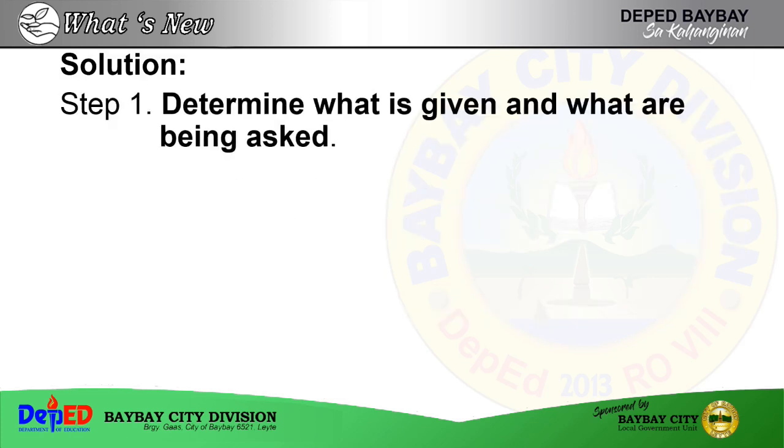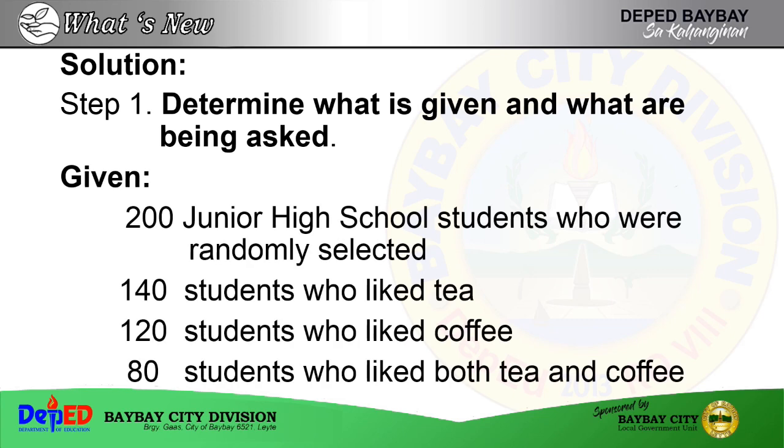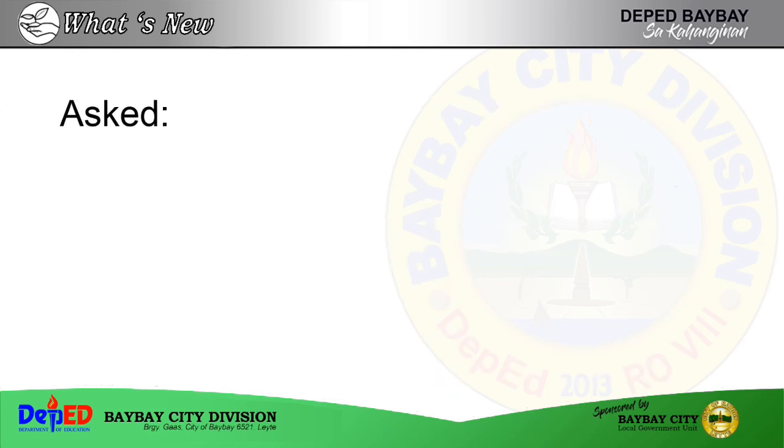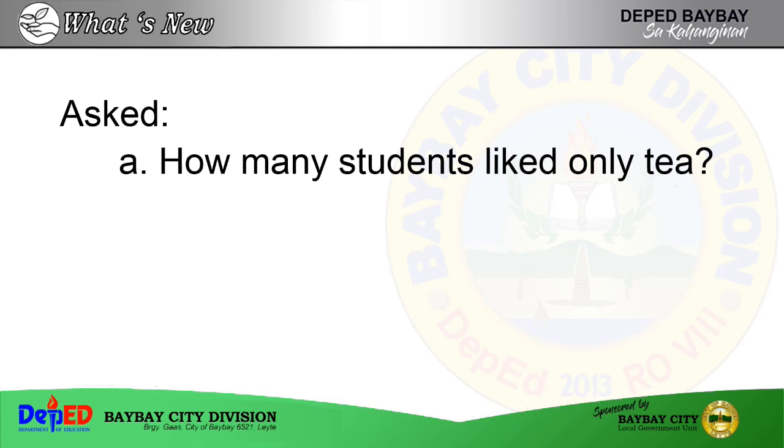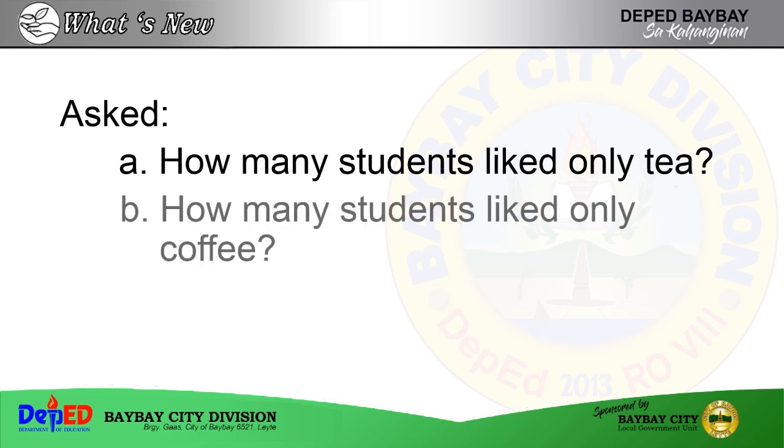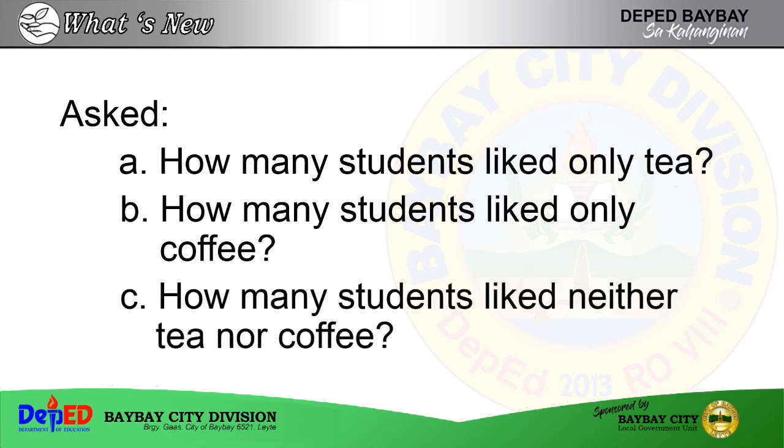Solution. Step 1. Determine what is given and what are being asked. The given, there are 200 junior high school students who were randomly selected, 140 students who like tea, 120 students who like coffee, and 80 students who like both tea and coffee. What are being asked? A. How many students like only tea? B. How many students like only coffee? And C. How many students like neither tea nor coffee?